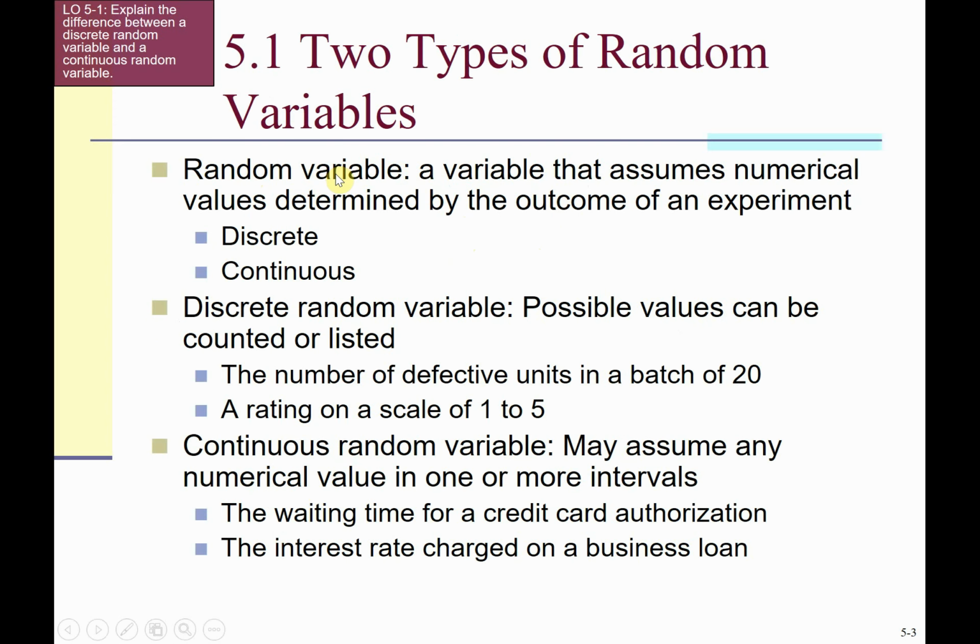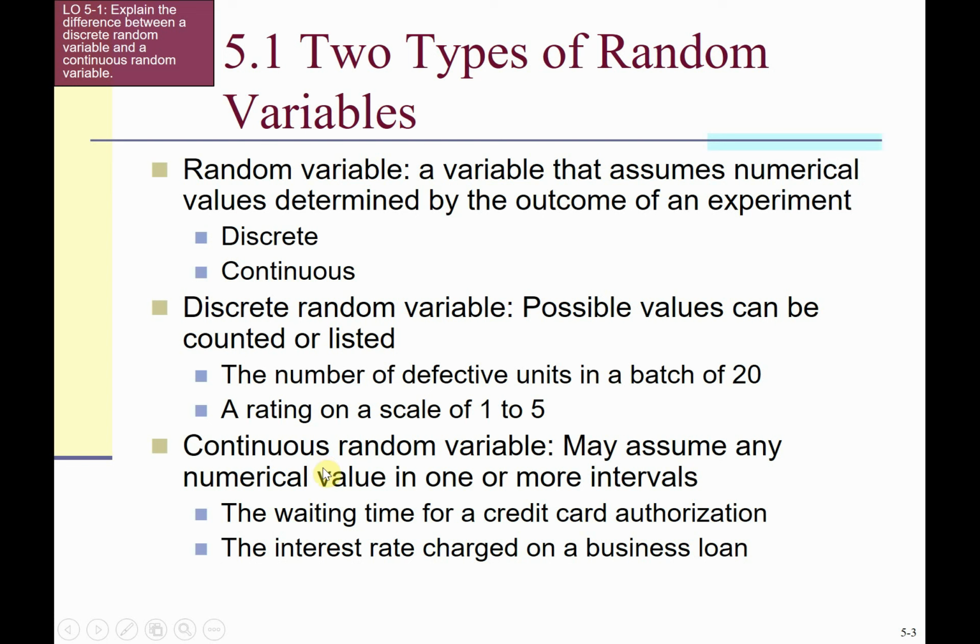A random variable is just a variable where the outcome is uncertain. It can either be a whole number, which is discrete, or a number that's continuous. An example of a discrete variable is counting the number of mistakes or defects. Well, you can't get a part of a mistake. You either have a mistake or you don't. So the number of defects would be a discrete random variable.